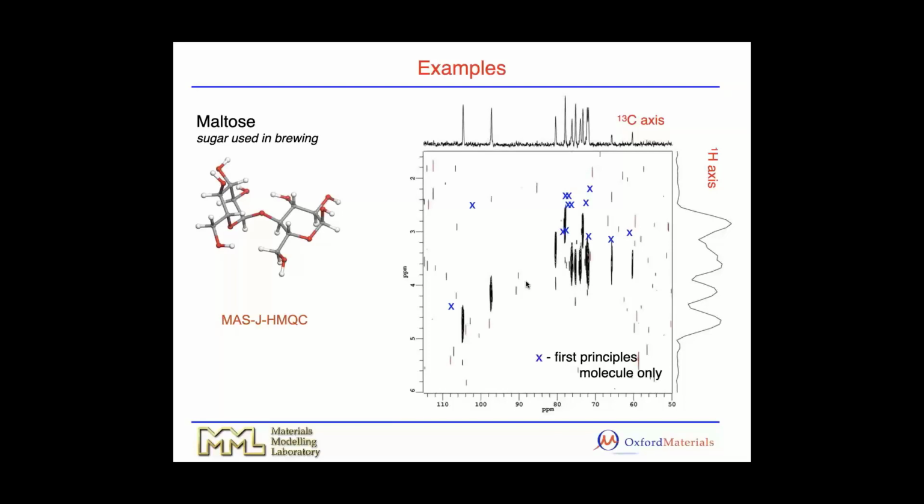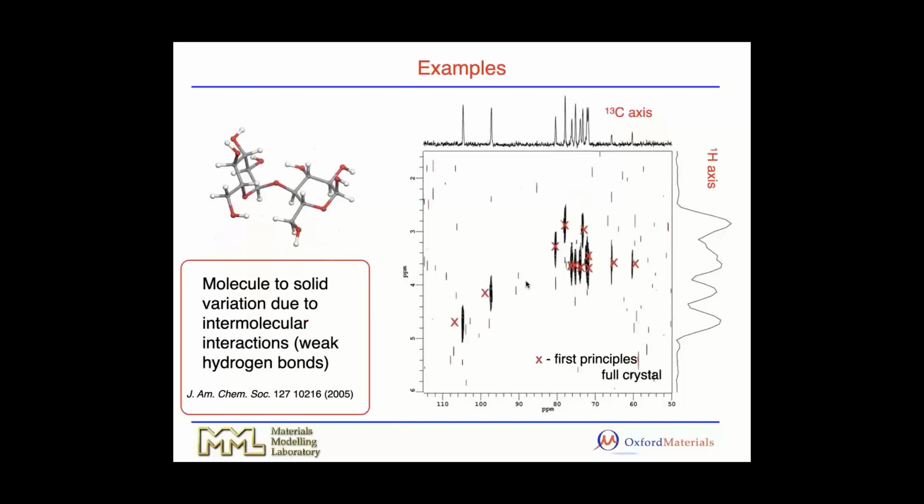I've treated it as an isolated molecule, but it's not. In the spectrometer, it's a solid. It's a 3D molecular crystal. So let's do the calculation with CASTEP on the 3D molecular crystal. And now we get the red crosses, and you see much, much better agreement. And that enables us to make an actual assignment of the spectrum.